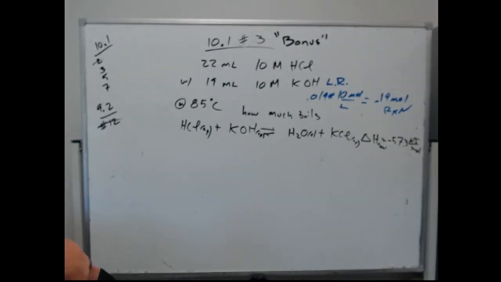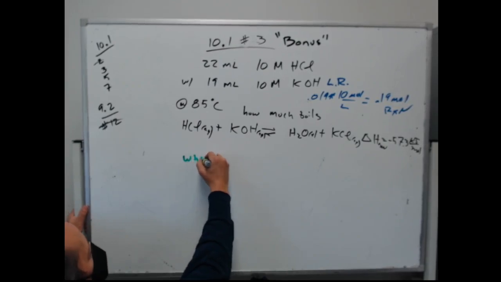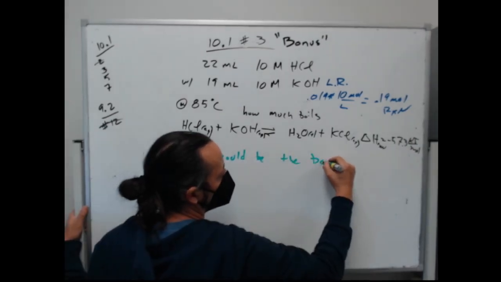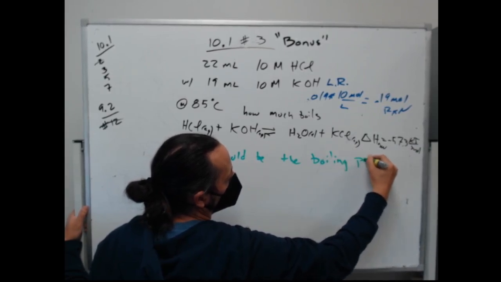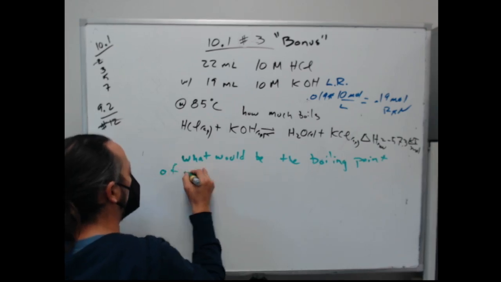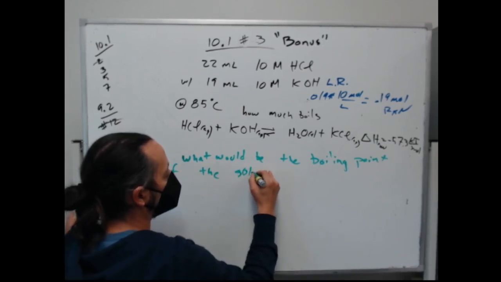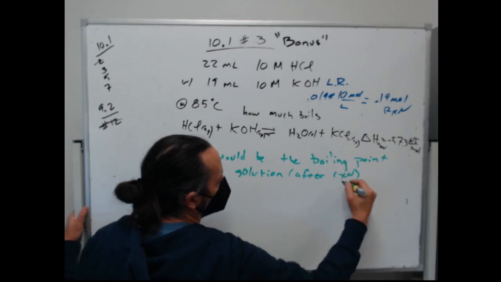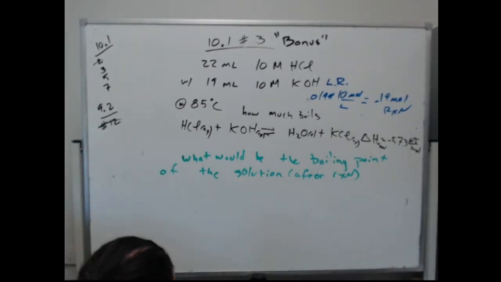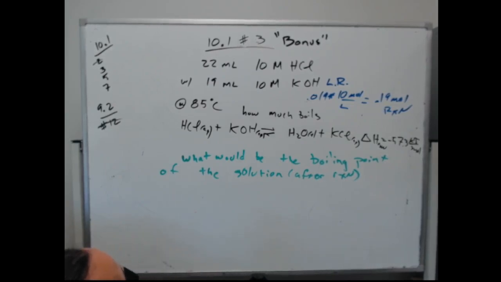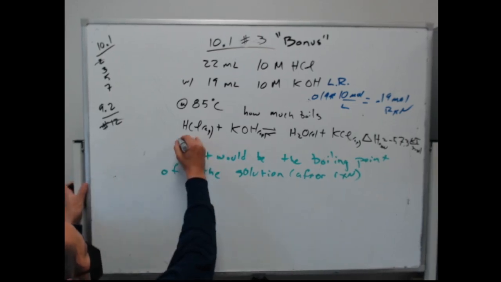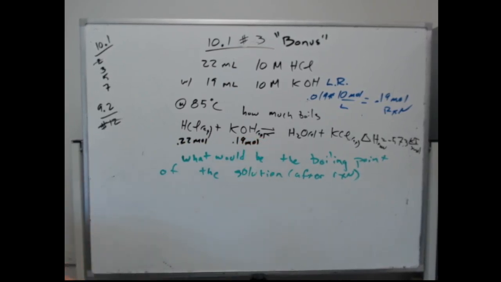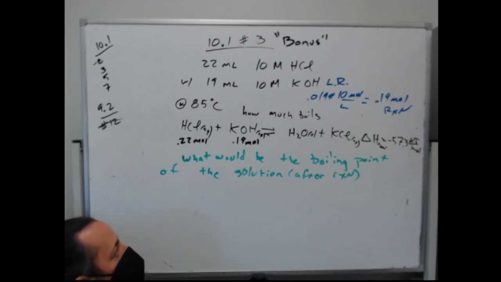We're going to do something. The problem does not ask us to do this, but we're going to do it anyway. What would be the boiling point? Okay. So what we have to consider is, I've got 0.22 moles of HCl and 0.19 moles of KOH.